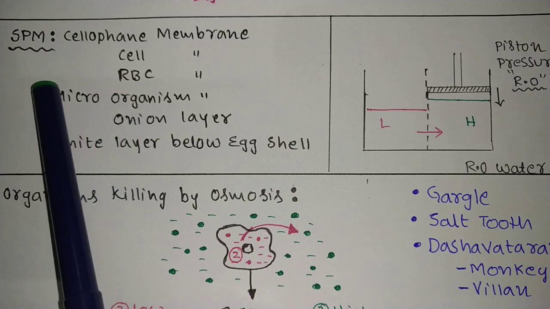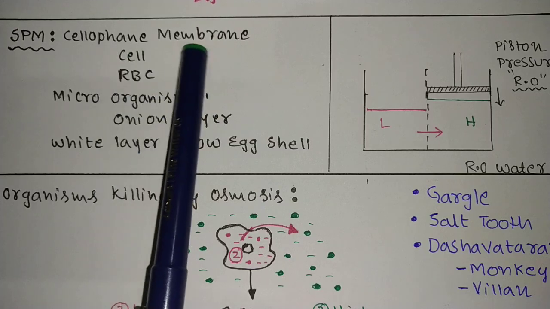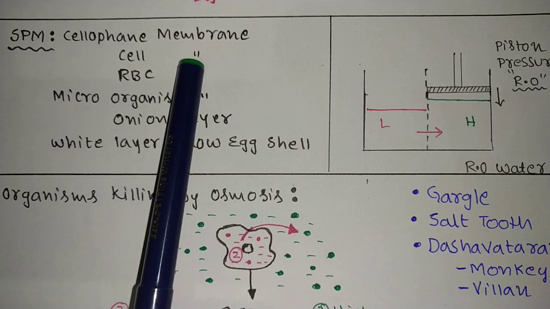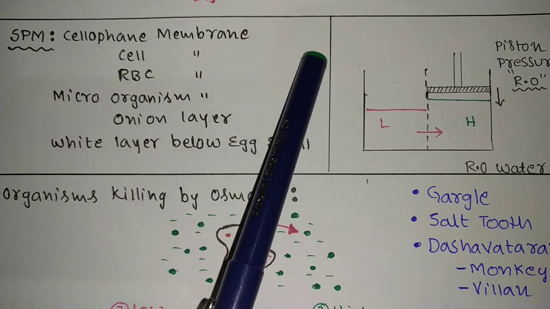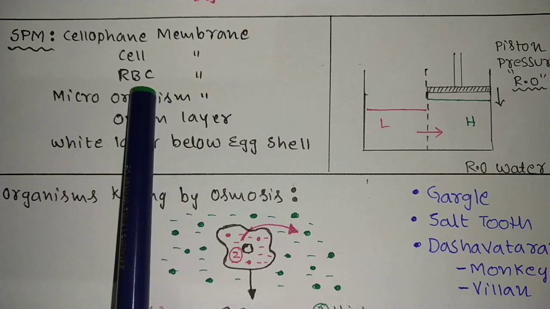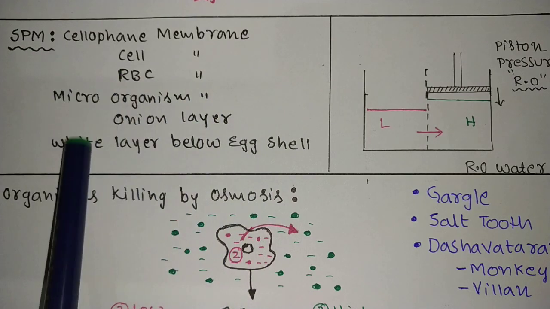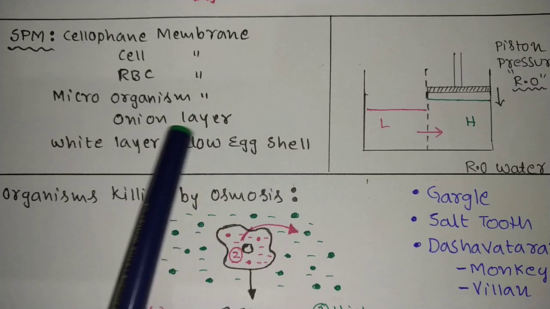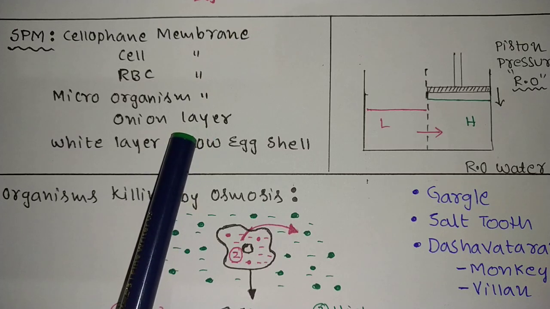And here we will see some examples of SPM, semi-permeable membrane. Cellophane membrane, it is manufactured in the lab. We can purchase cellophane membrane from a shop. And the cell membrane of either animal or plant cells acts as a semi-permeable membrane. And RBC, red blood cell, in our body, the RBC membrane also acts as an SPM. And microorganism membrane. And onion layer, if you cut it, you will find a number of layers. Each layer of onion acts as an SPM.